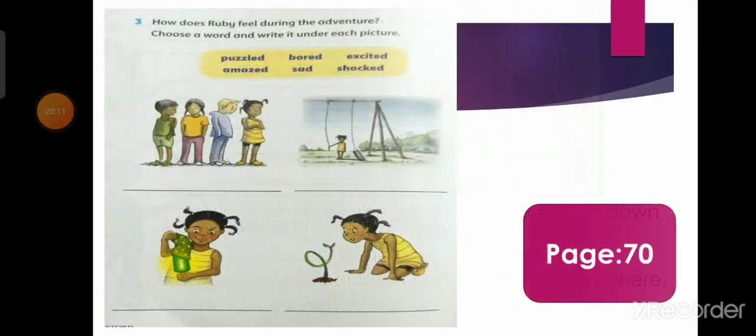Turn your page. It is page number 70. The question is, how does Ruby feel during the adventure? Choose a word and write it under each picture. Here on page number 70 and 71, you have to write Ruby's feelings by looking at the pictures.